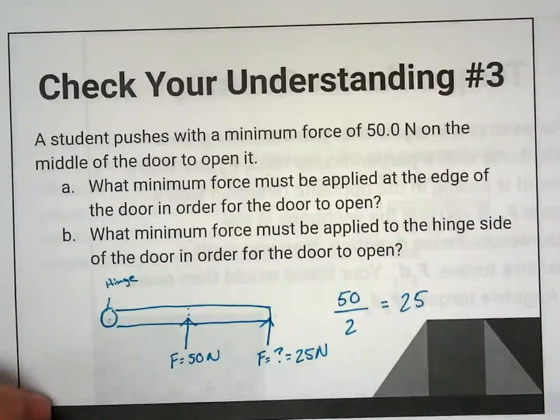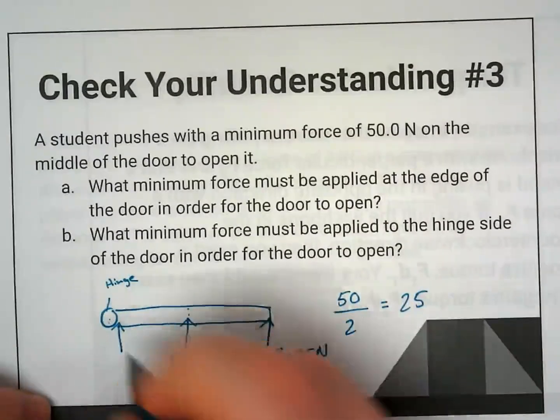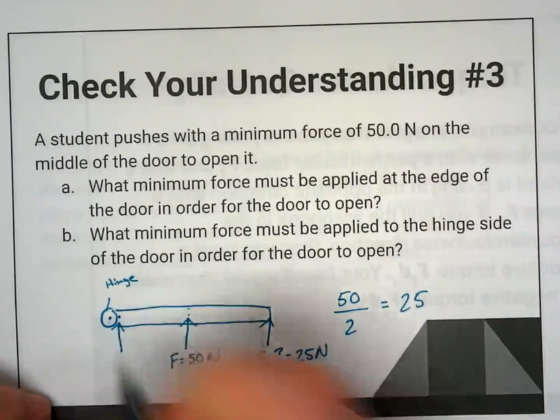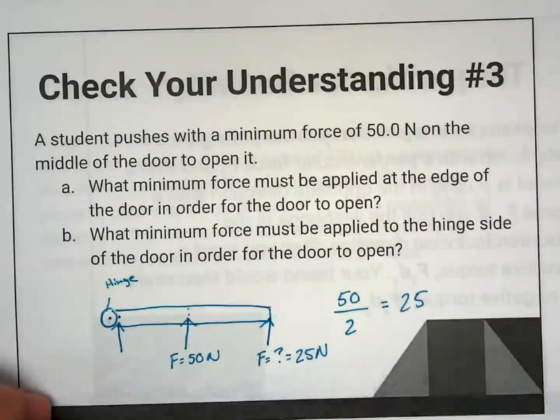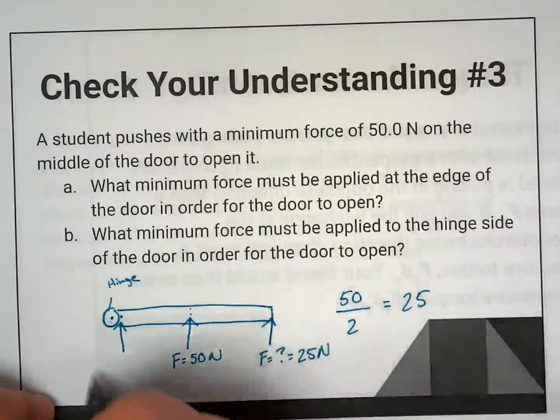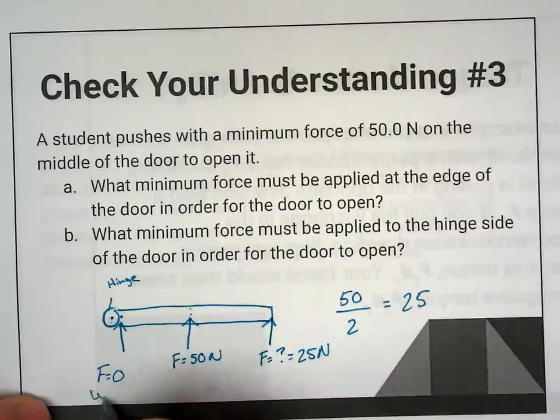apply 25 newtons. Then B asks, what minimum force must be applied to the hinge side of the door in order for the door to open? How much force do we have to apply here in order to get this door open? There's not a whole lot of distance from here to here, and though we could measure what minimum amount of torque is needed, honestly, there really is no force great enough that's going to open the door here. Unfortunately, if we were to maintain a perpendicular force, we would not be able to open up the door. So really, it's just 0. We can't open the door.